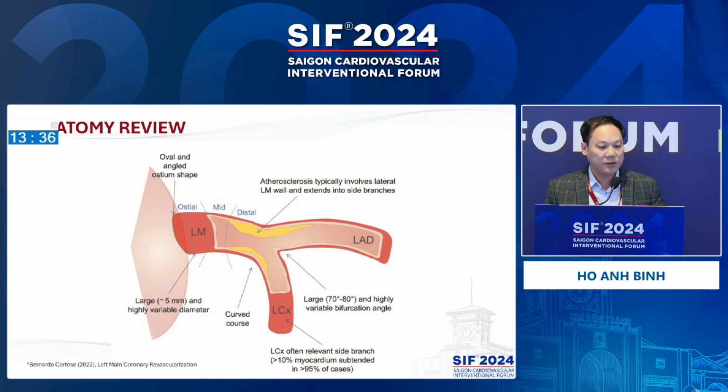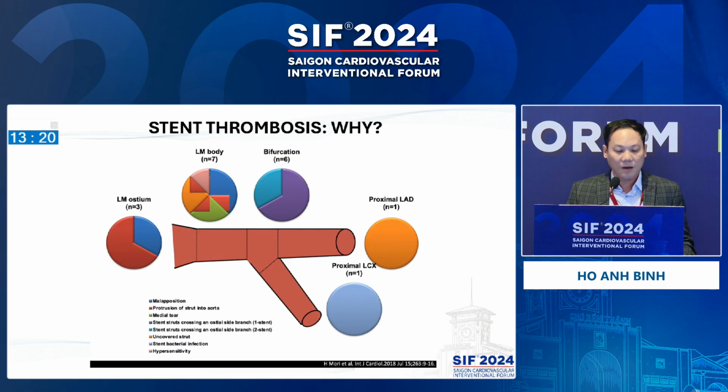We also need an anatomy review of the left main, whether the lesions are in the ostium, the middle, or the distal, because that lets us choose the strategy or plan for the left-main intervention. And a lot of patients are at high risk if they have stent thrombosis, especially if we have malapposition of the stents, or protrusion of the stent into the aorta, or a medial tear, etc. So we have to prevent it.